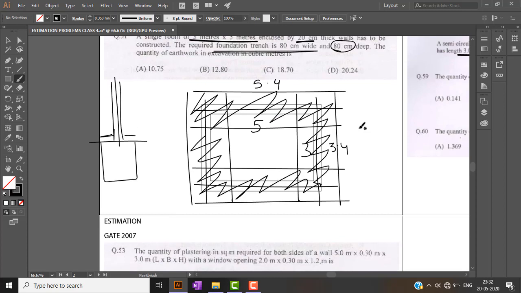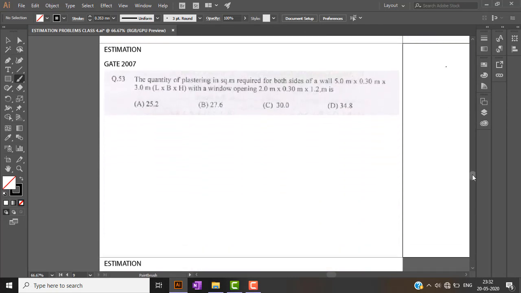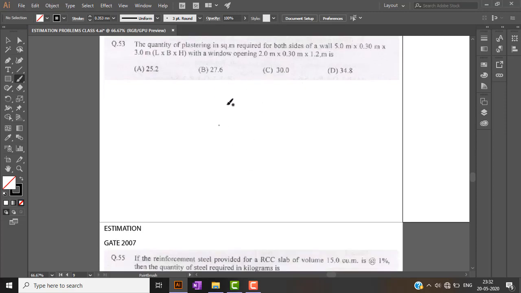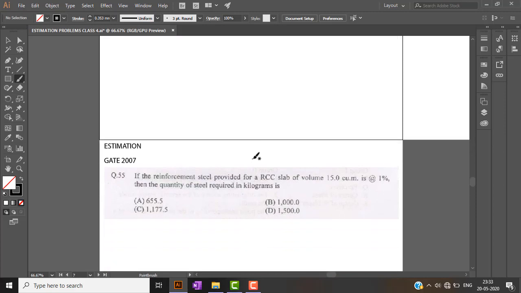So this was another one. See, if you have to get good marks in estimation, you have to be good with mensuration. You have to know how to find the area of any shapes or any volumes. Then it will be very easy estimation. Similarly, for GATE 2007, the quantity of plastering required for walls with a window opening, all you have to do is find the wall area and subtract the window area. So that's another easy question. It's in area only, it's in square meter only.